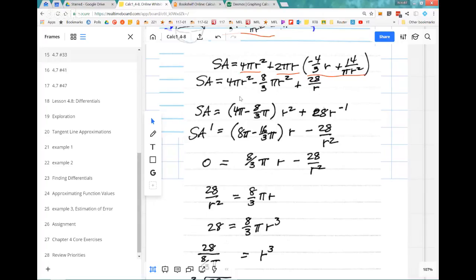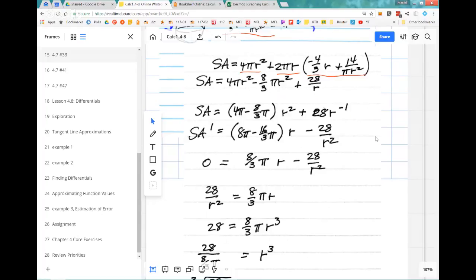Actually, I could have started from there, but I went one more step before I took the derivative. And that is, I was able to take an r squared out of these first two terms here. So (4 pi minus 8/3 pi) times r squared plus 28, and I rewrote 28 over r as 28r to the -1. Now, let's take the derivative.